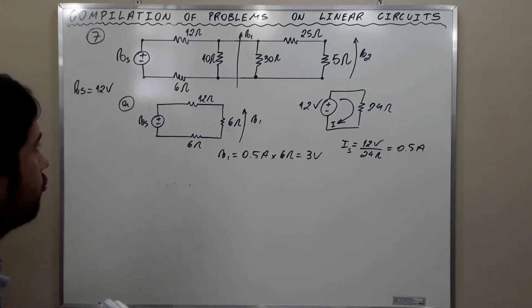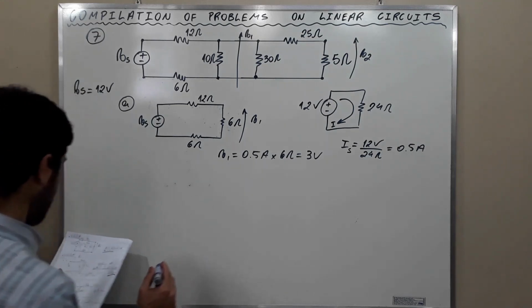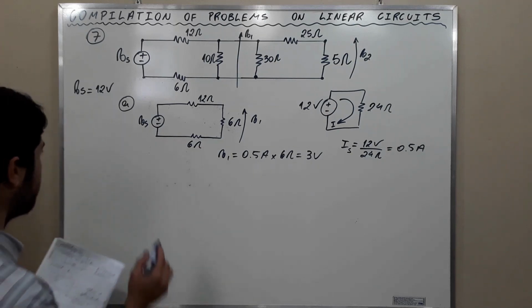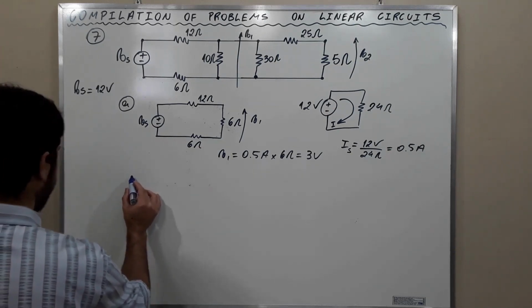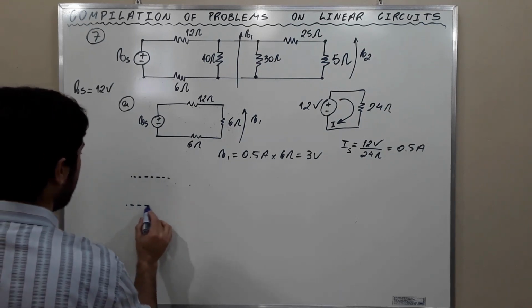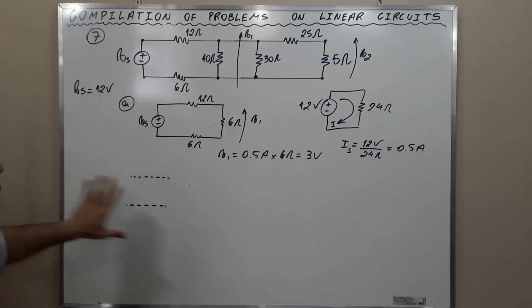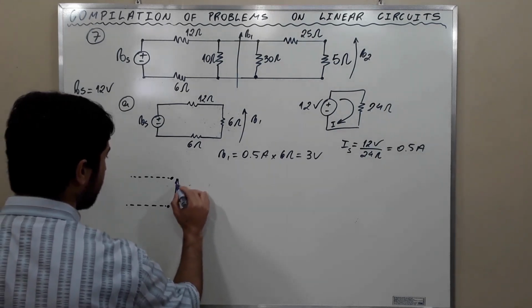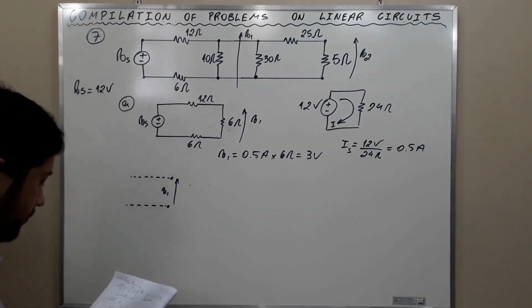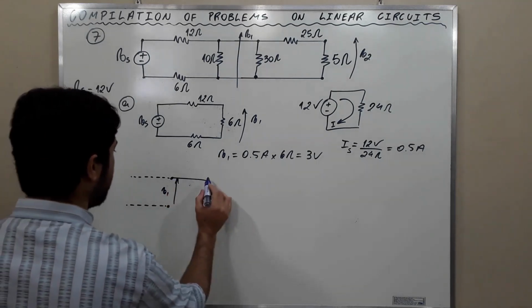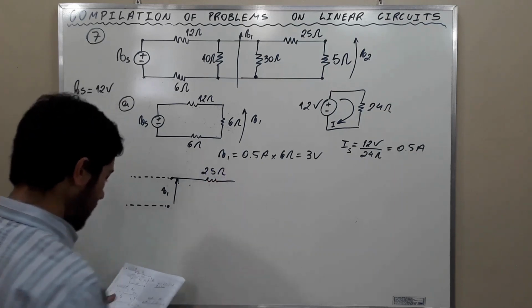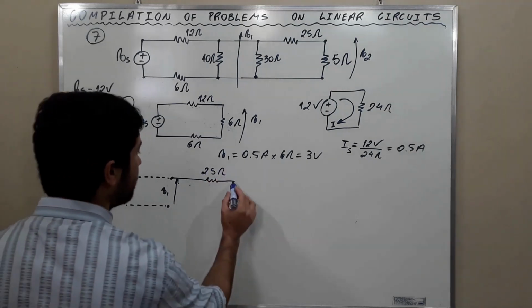Now let's calculate V2. We are going to apply the voltage divider rule. That is the circuit here. We don't need to worry about what is here. All we need to know is that V1 is here, and here we have 25, and here we have 5.